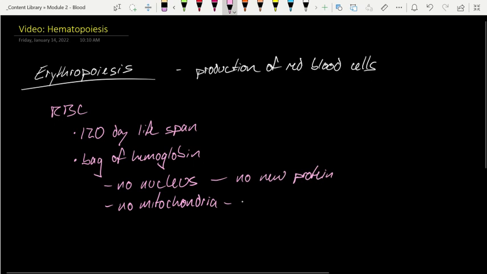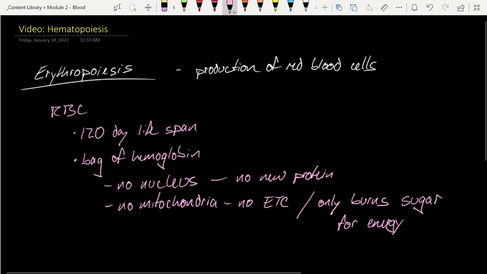And no mitochondria, that means no electron transport chain, which means it relies solely on glycolysis for energy. So no new protein, limited energy. All it is a bag of hemoglobin with a very specific purpose of transporting oxygen and waste products like carbon dioxide in the blood. And now we can see why it really only has 4 months to live.